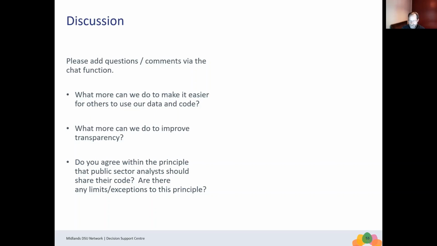And it doesn't have to be today. At a later date, if you want to get back in touch with us, please let us know. If you've got any thoughts or ideas about that sharing process, we'd be really keen to hear that.